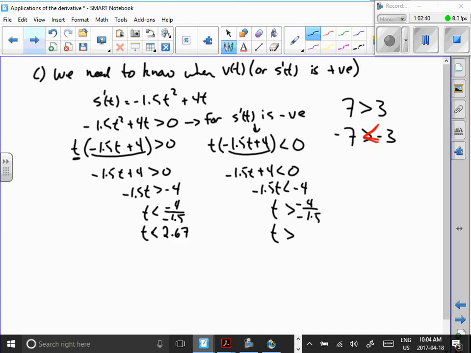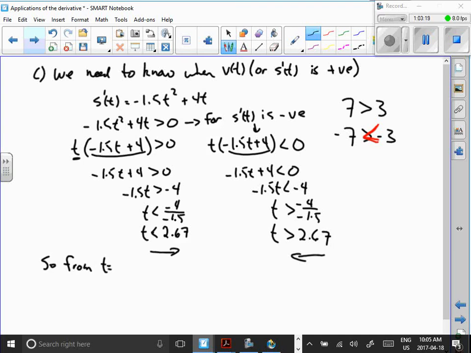t is greater than 2.67. So apparently, this thing is always moving to the right if t is less than 2.67. This is going to the right, and this part's going to the left. Does that make sense? And when does time start? Time starts at 0.